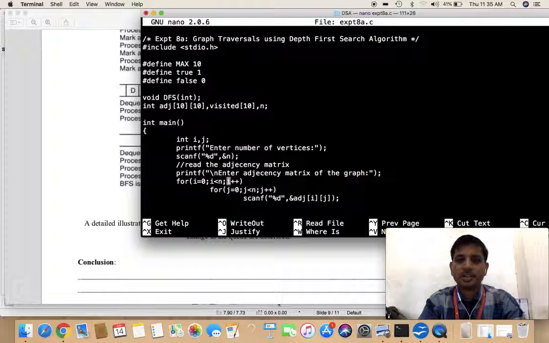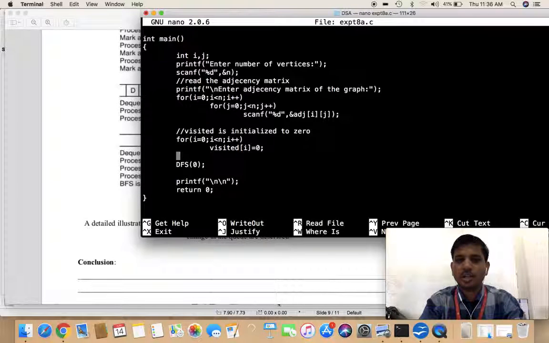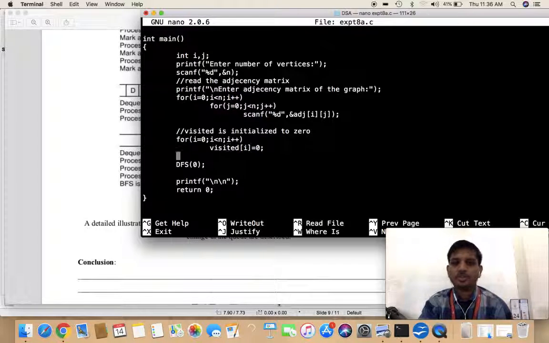Read the adjacency matrix. Generally the adjacency matrix is nothing but your n by n matrix. So for getting the n by n, I am using an outer for loop and an inner for loop, and in between scanf percentage d, the address of adjacency of i and j. Next one is initialize all the visited to 0, so visited of i is equal to 0. Then DFS of 0, so I am taking the starting vertex as 0, so that's why I am passing its argument as 0. So I am calling the DFS function.